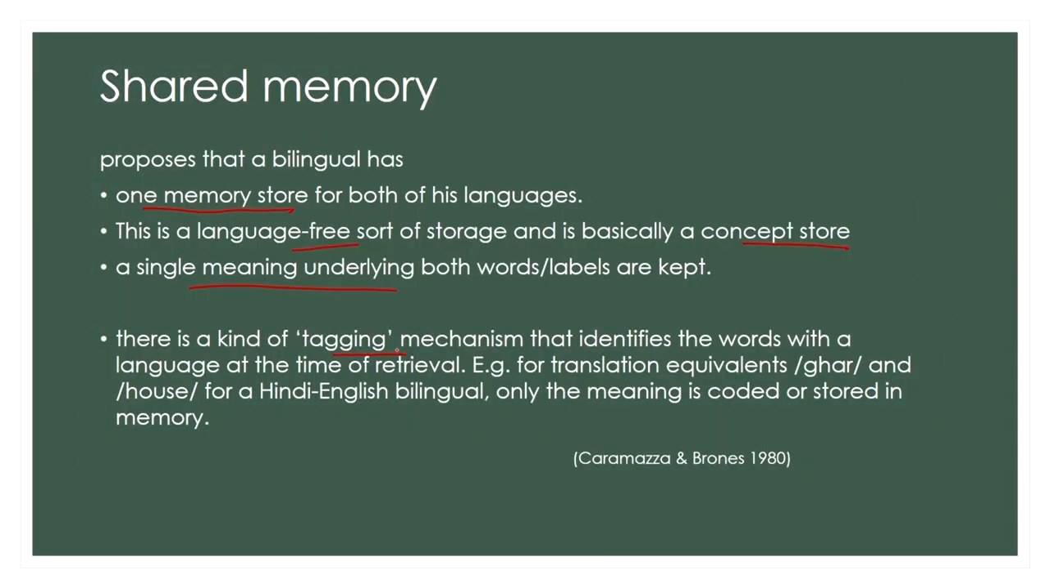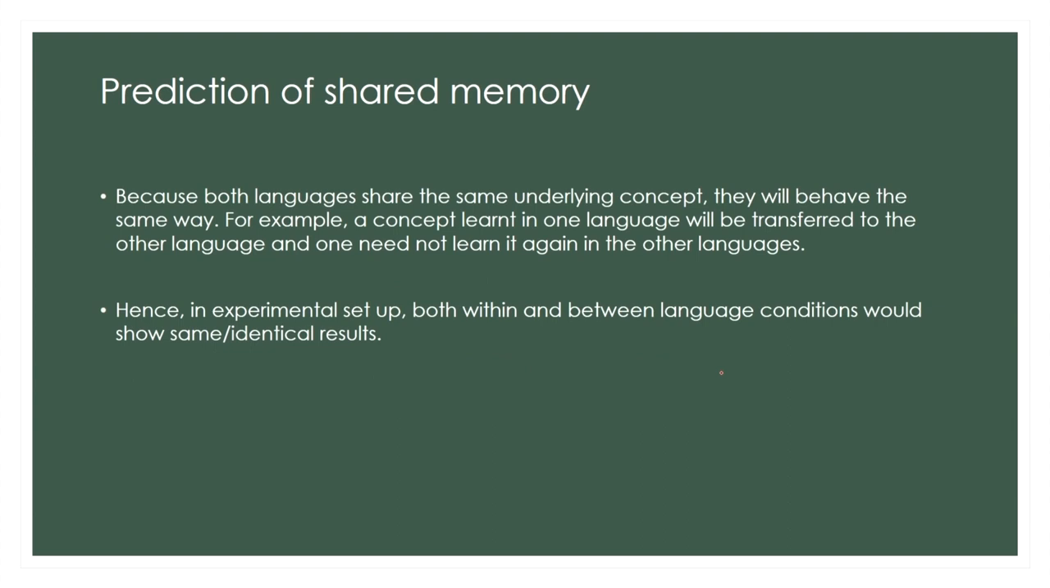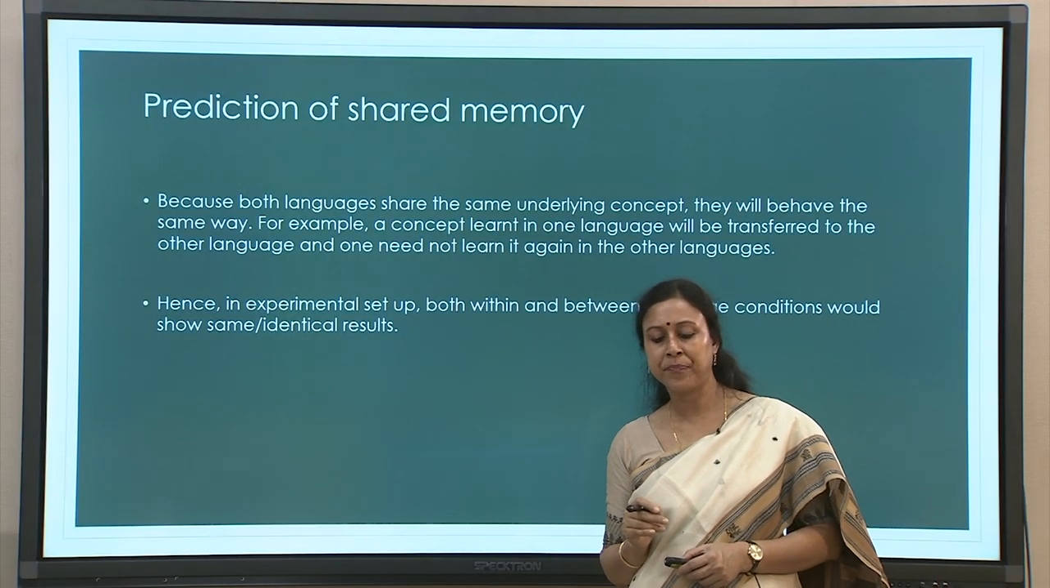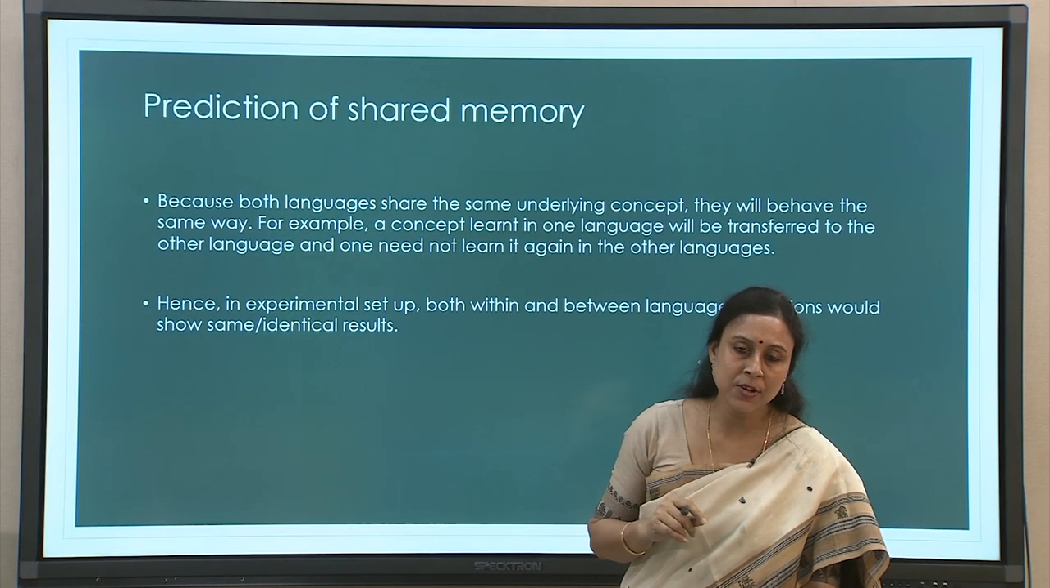So, this is called translation equivalence. House and ghar are translation equivalents, meaning they are translations of one another. In this case, for any kind of translation equivalence, only one memory or conceptual aspect is stored in the memory. Now, if that is the case, what would that predict?